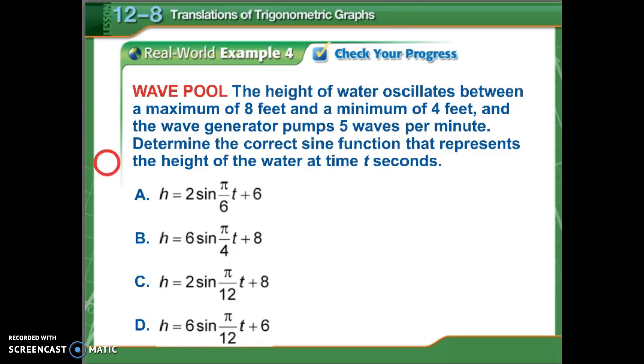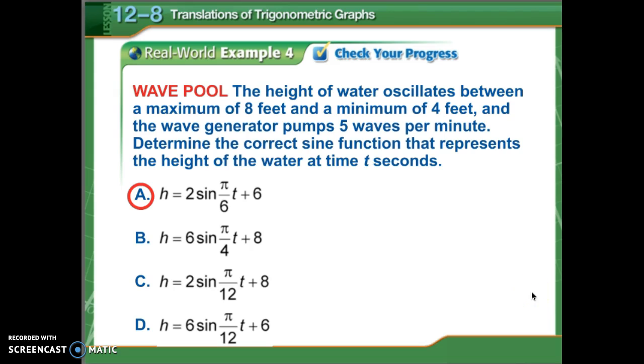Okay, our answer this time is choice A. If we go between 8 and 4, the average is 6, so that's our vertical shift right here. 5 waves per minute. You need to figure out one wave in how many seconds. 5 waves per minute means one wave every 12 seconds. Doing 2 pi over 12, you get pi over 6. And our amplitude is 2 because if 6 is the midline, it's 2 up to 8, or 2 down to 4. Choice A is the answer.